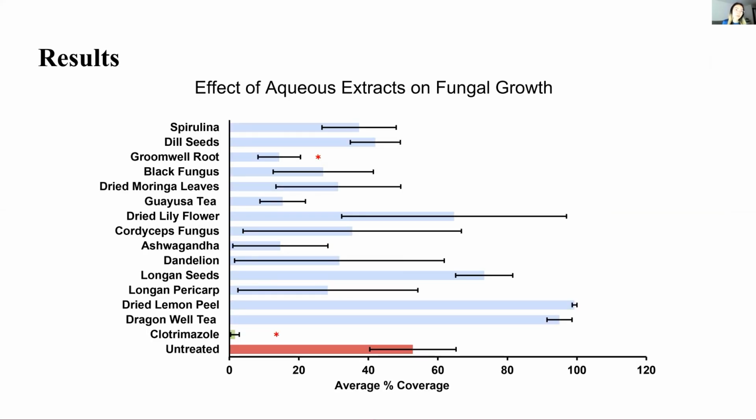My results show that 4 treatments caused the strawberries to mold more than the negative control strawberry did, while 10 treatments caused strawberries to mold less than this negative control. Out of the 14 treatments, only the clotrimazole cream and the groom-well root showed a statistical significance. The groom-well root showed a p-value of 0.04 and a mean percentage mold coverage of 14%.